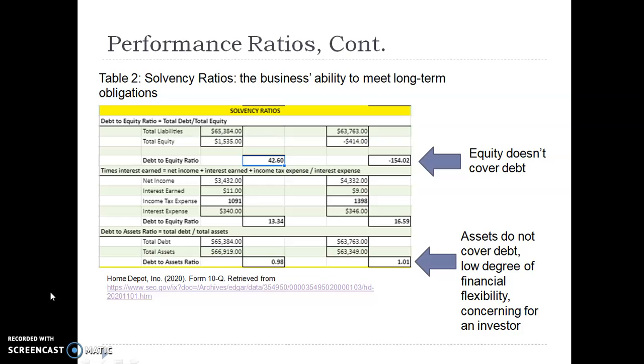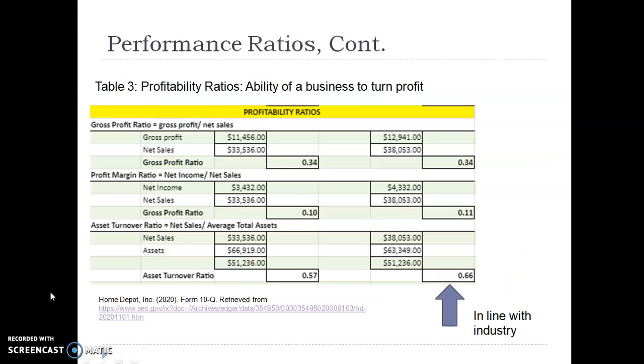The times interest earned is not as concerning, but again, below you can see the debt to asset ratio is concerning. The assets do not cover debt. There's a low degree of financial flexibility here with the debt to asset ratio being close to 1, which is very concerning for an investor.